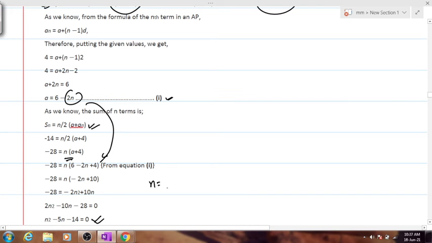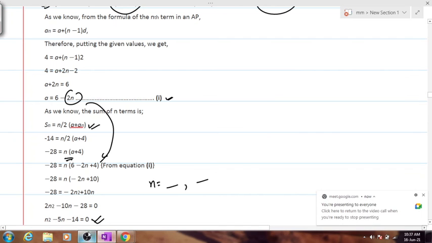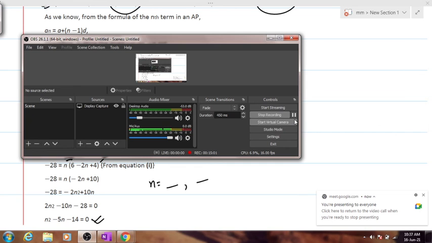Now tell me the value for n. You'll get two different values for n. I need two different values for n. Fast. There will be two different values for n. I want you to solve it.